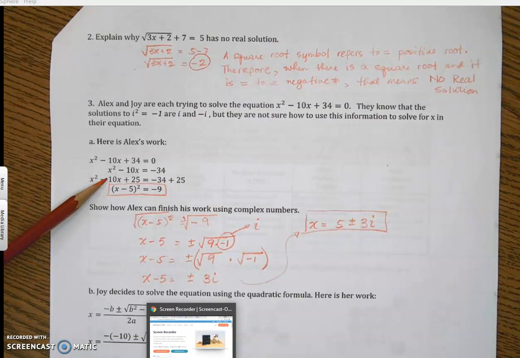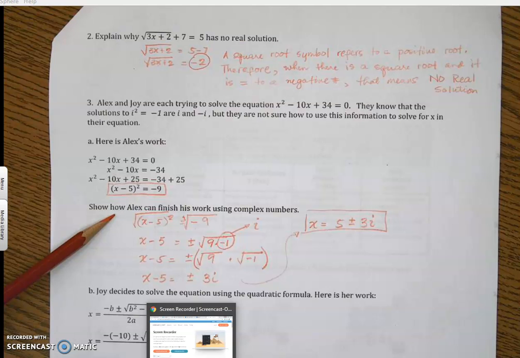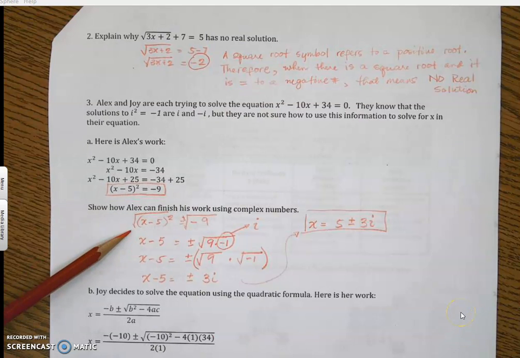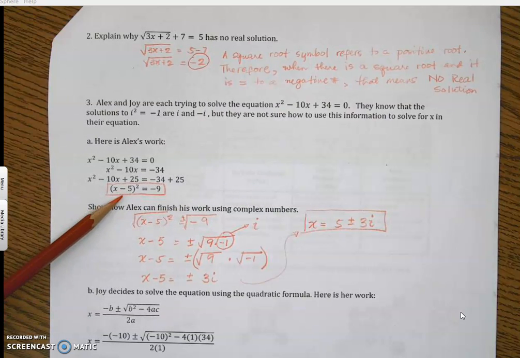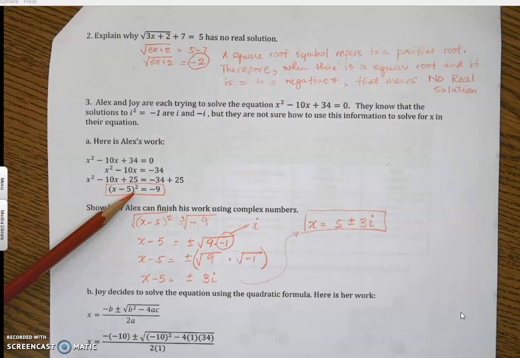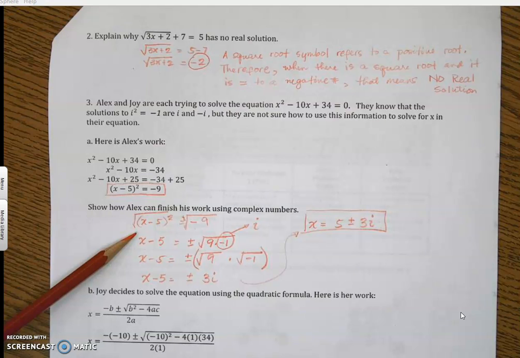Okay, so it became this, and it became that, and now he's here. Show how Alex can finish his work using complex numbers. So let's go ahead and do that. To isolate this expression right here, you want to remove the square by square rooting. So you're going to get the square root of both sides.